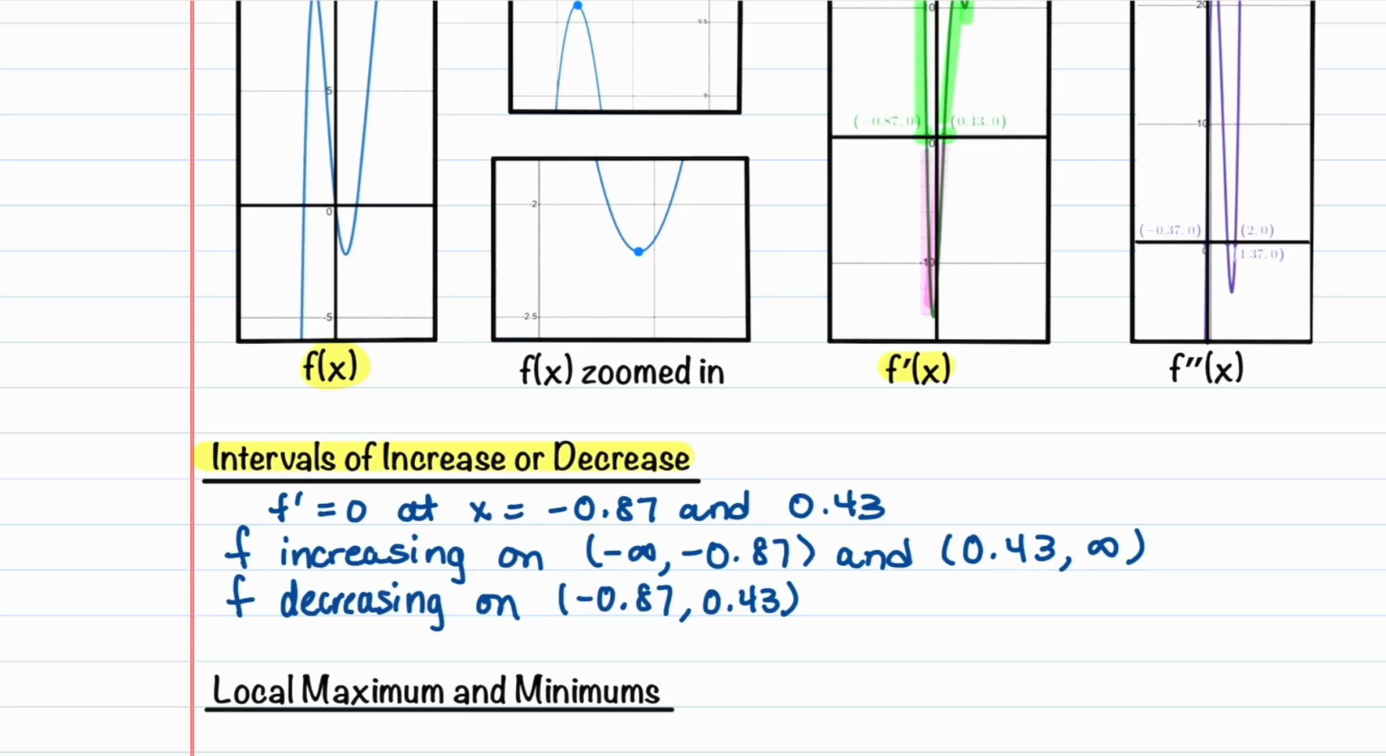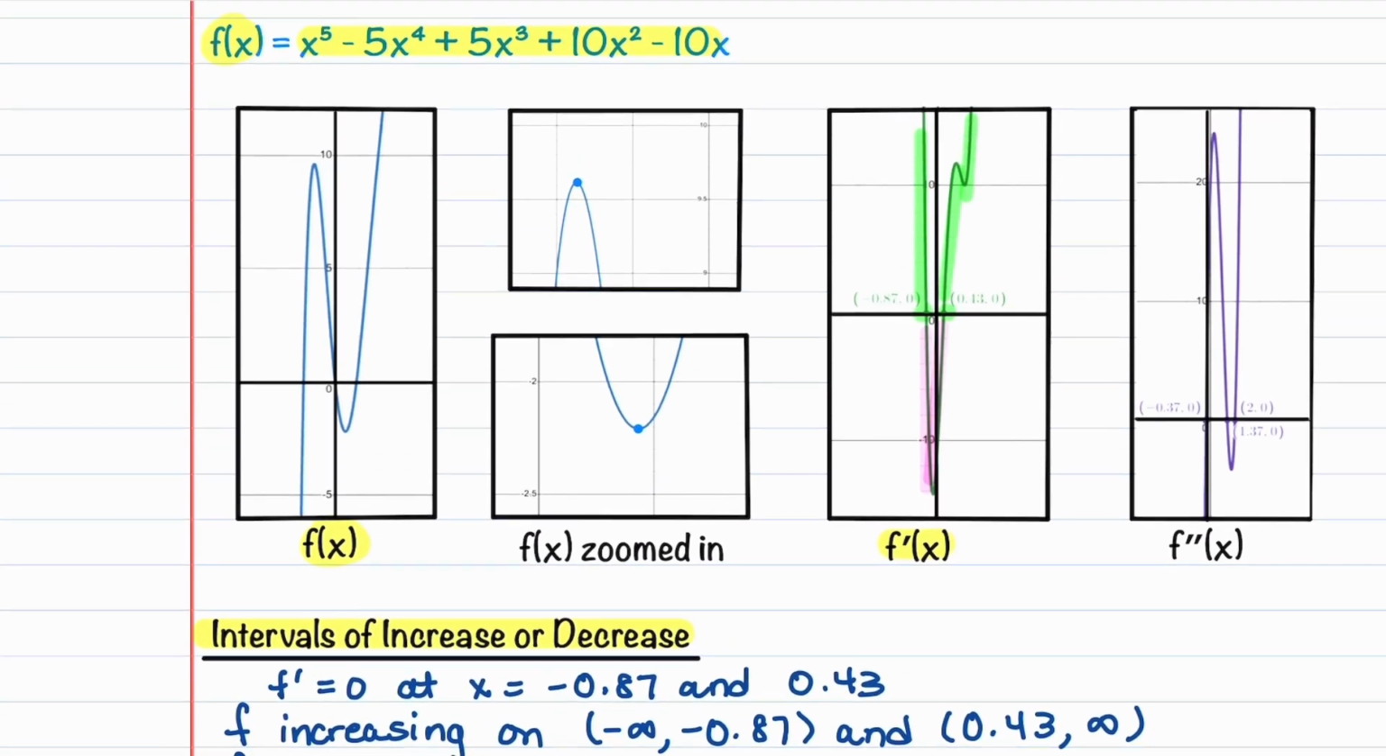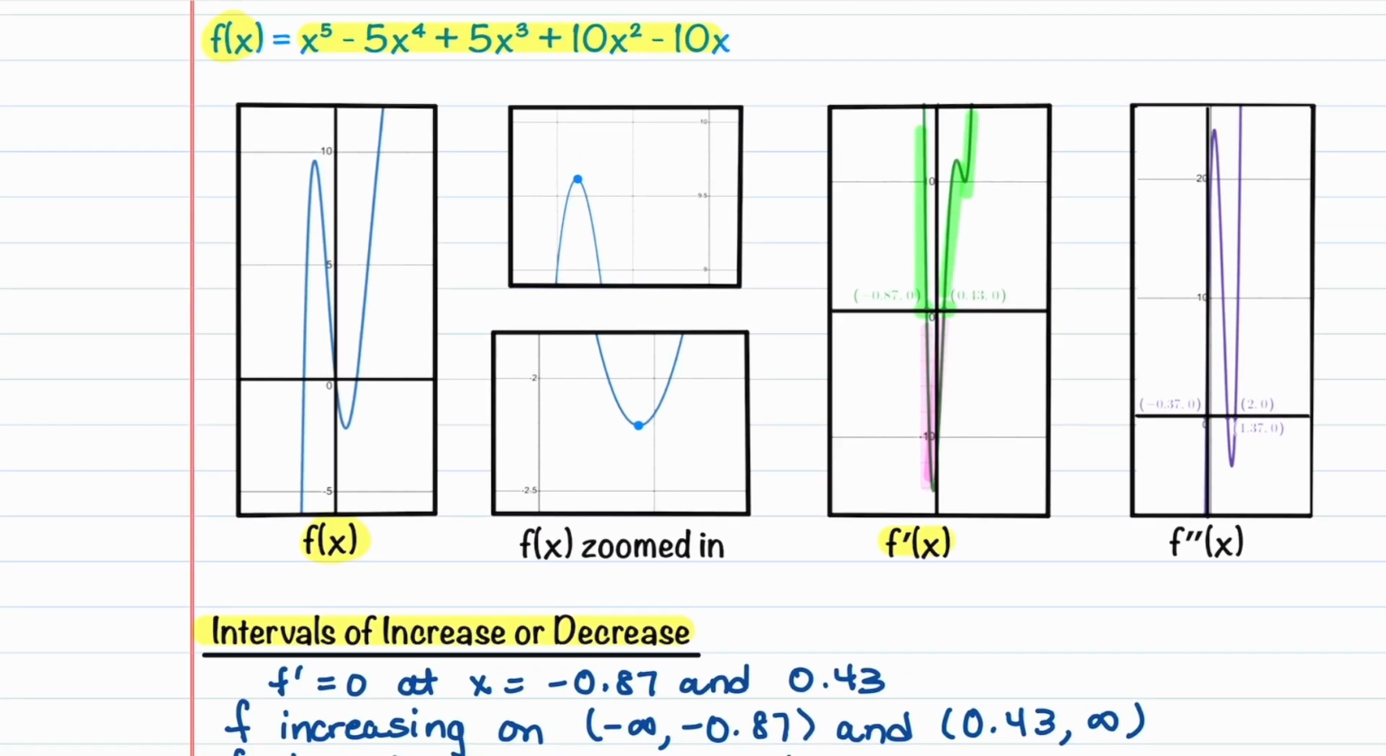Next, let's use our graphs to find where our function has local maximum and minimums. Let's now go back up and look up at our graph on the left, and that is f of x. You can see that at the point where our graph is changing from increasing to decreasing, right up here, we have a local max, and where it changes from decreasing to increasing, we have a local min. We know what the x values of those points are because those are the points where the derivative is equal to 0.